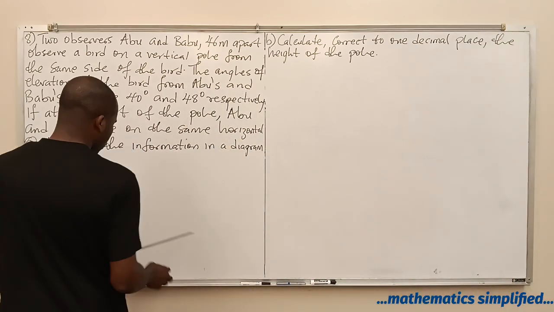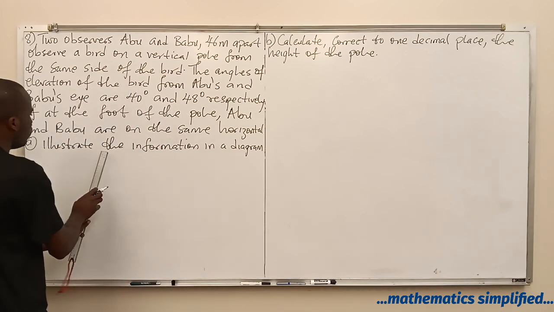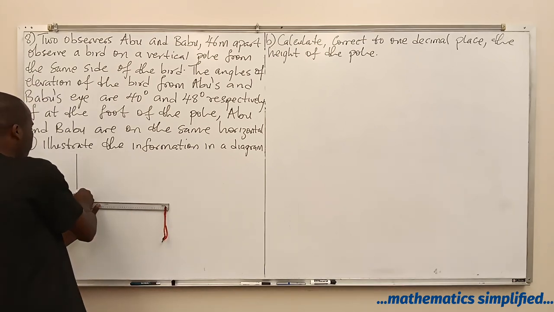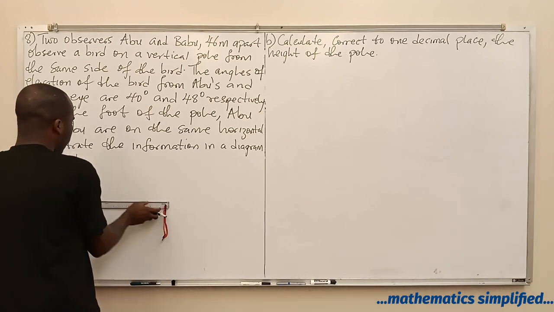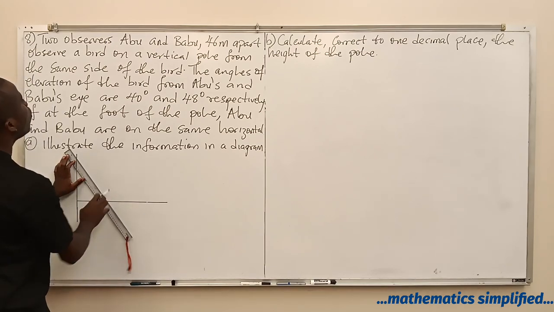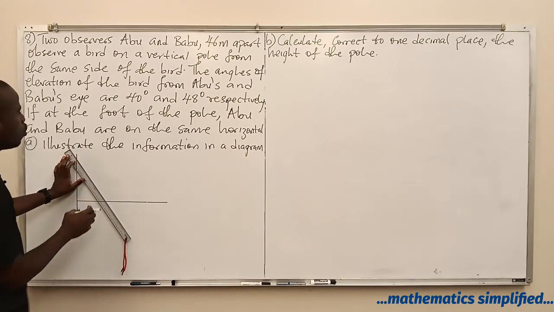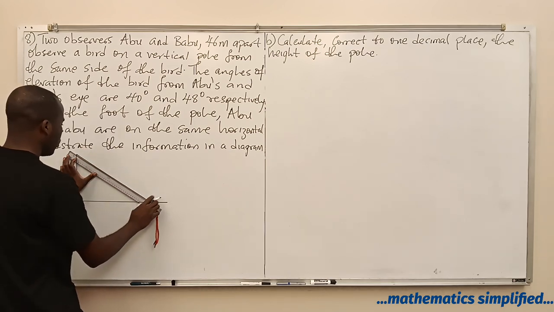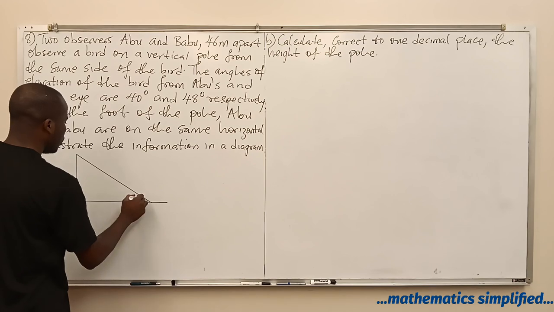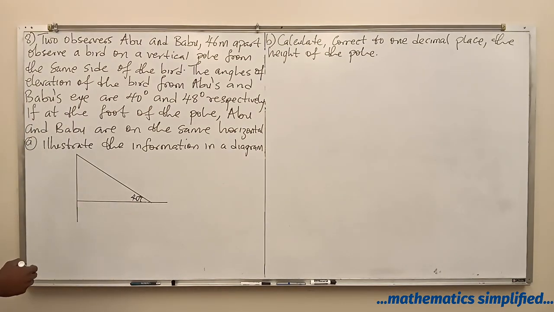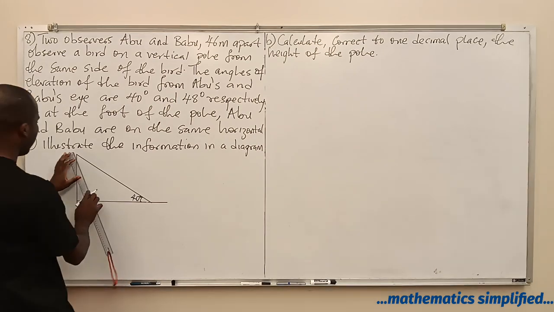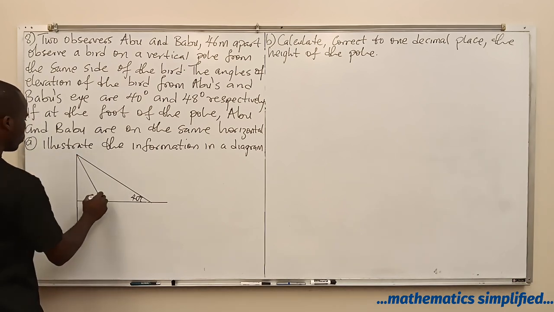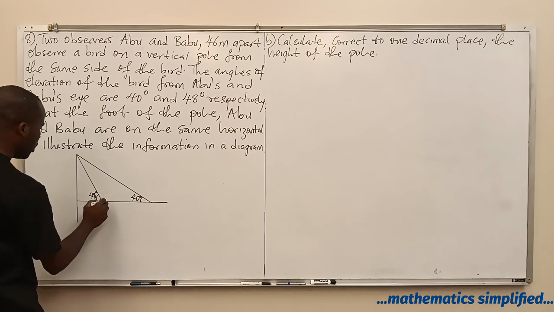So, if this is the pole, and this is the eye level of Abu and Babu, this is the eye level. For Abu, the angle is 40 degrees. So you believe 40 degrees will be farther. So this is Abu's eye level, 40 degrees. And for Babu, Babu is 48 degrees. 48 degrees will be closer. So this is their eye level.